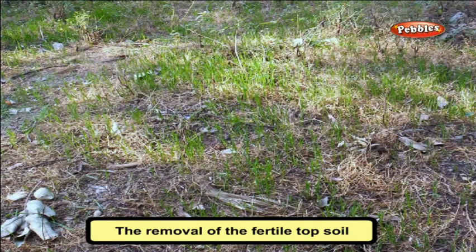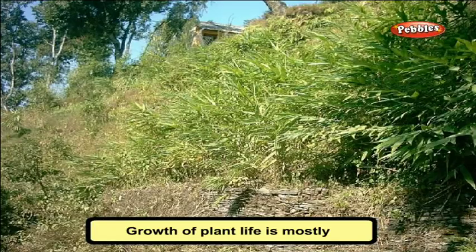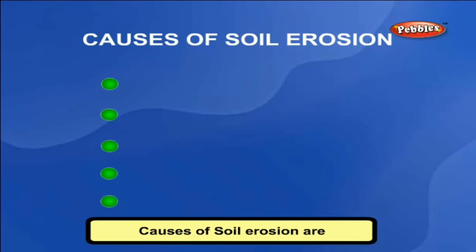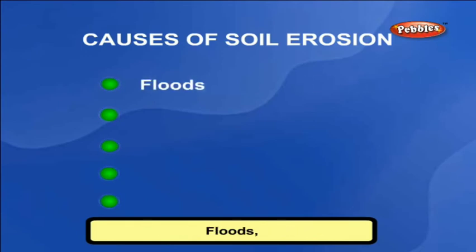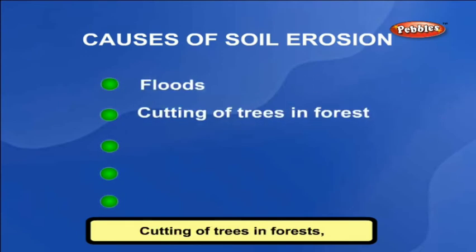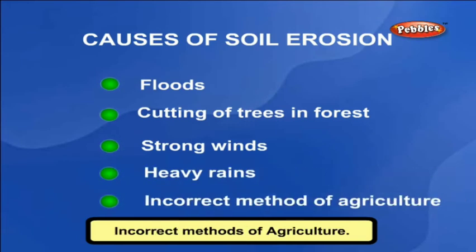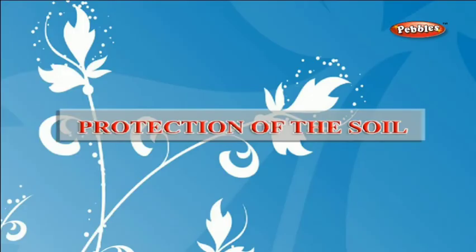The removal of the fertile topsoil by the action of wind and water is called soil erosion. Growth of plant life is mostly supported by the topsoil, which is fertile. Any loss of this topsoil is very dangerous for life on earth. Causes of soil erosion are floods, cutting of trees in forests, strong winds, heavy rains, and incorrect methods of agriculture.